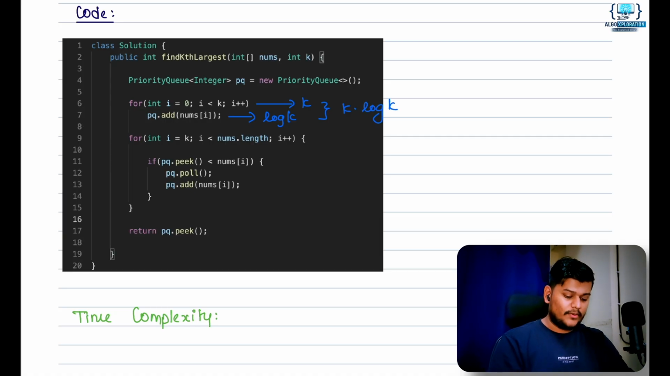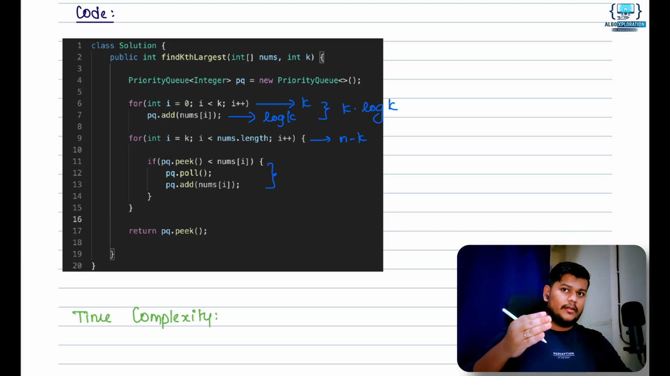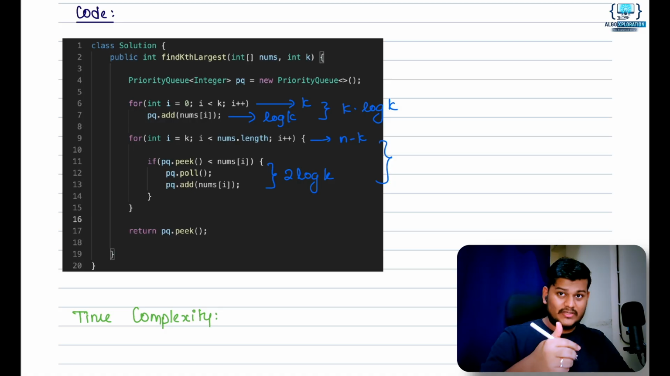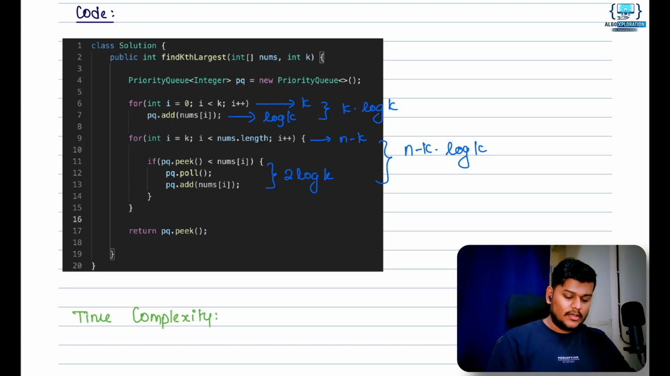Now let's talk about the other for loop. This for loop is running for n minus k times, right? In the worst case scenario, if all the current elements are greater than the min heap top, we will delete that element and add a new one. So it will be 2 times log k, right? So the overall time complexity of this other for loop will be n minus k times log k.